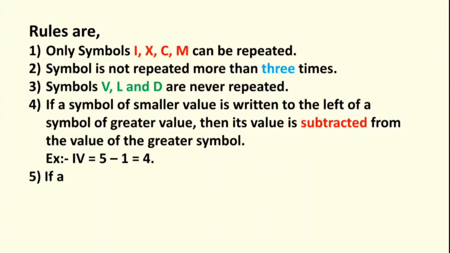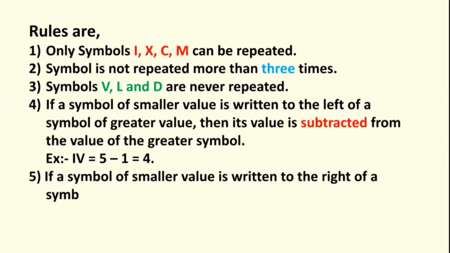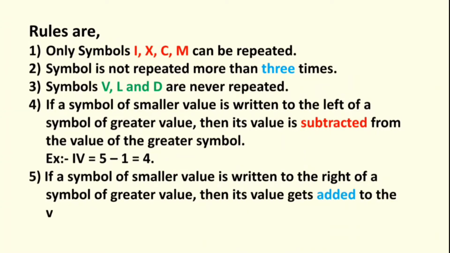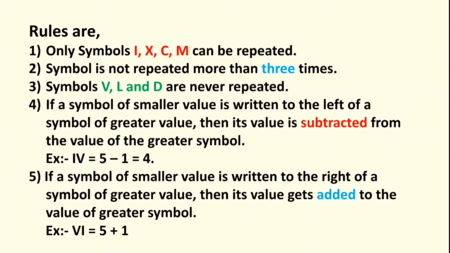If a symbol of smaller value is written to the right of a symbol of greater value, then its value is added. For example, VI. Here, VI is equal to 5 plus 1 is equal to 6. Similarly, we can write 11 as XI. 10 plus 1 gives 11.